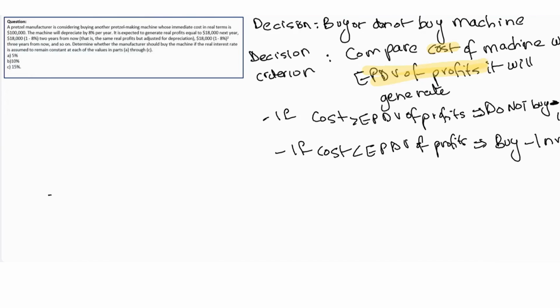So the manufacturer wants to see whether it should or should not buy the machine. It should compare the cost of the machine, which is incurred today, with the expected present discounted value of all future profits, because this gives us the value of all future profits today. Now we have both the cost and the value of profits today, so we are able to compare them. We could not compare the cost directly with the profits, because the profits are incurred in the future and the cost is incurred today. Based on that, we can decide. This is the decision criteria.